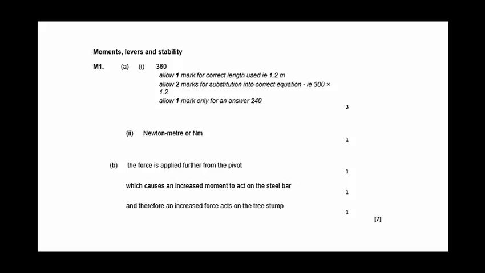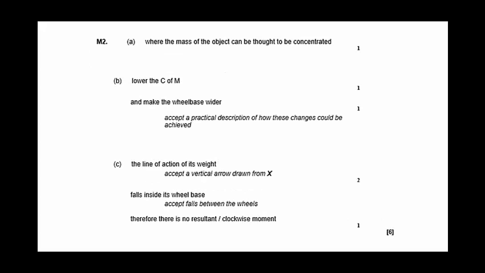Then for question 2, for part A, the centre of mass is where the mass of the object can be thought to be or can be considered to be concentrated. You don't get the mark if you said where it is concentrated, remember. Part B, first mark is for saying something about making the centre of mass lower down, and the second mark is for saying making the base wider.